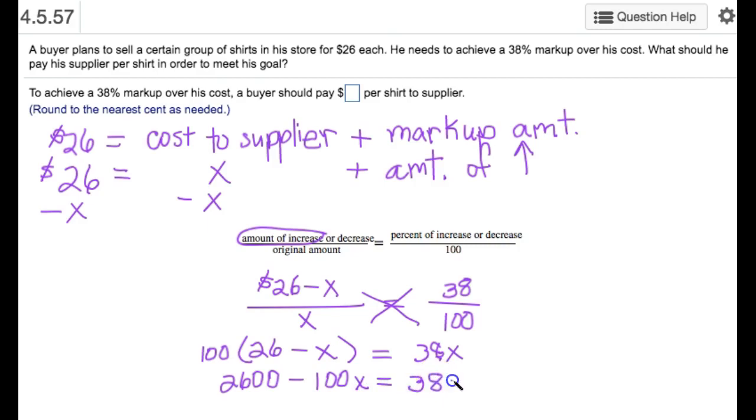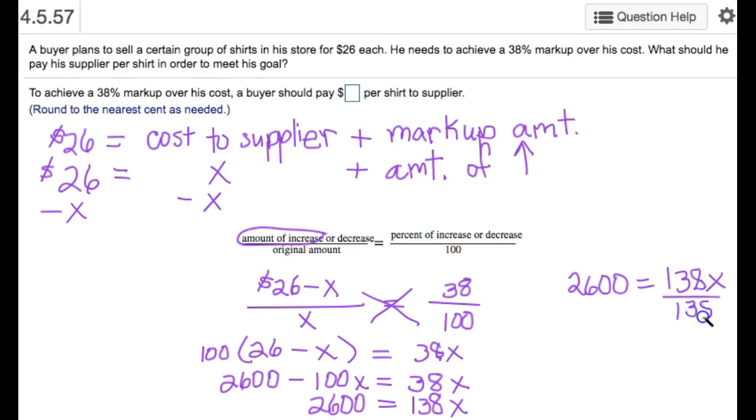It's gotten a lot simpler than what we started with. We want to get all the x's to one side, so we're going to add 100x to both sides. On the left, we just end up with 2600. On the right, if we add 100x to 38x, we have 138 x's altogether. Remember, our goal with algebra is to get x by itself, so we need to get rid of the 138 by dividing, because it's being multiplied by the x.